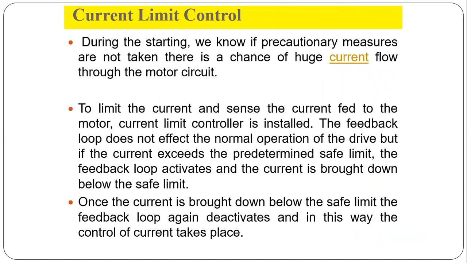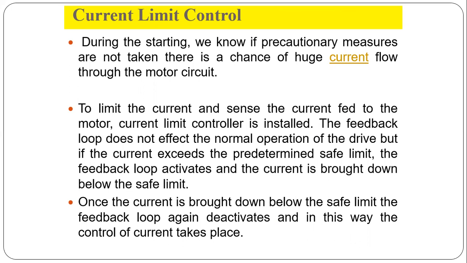Now the next one is current limit control. As we know, current limit control is also necessary for the electrical drive system. During starting, if precautionary measures are not taken, there is a chance of huge current flow through the motor circuit. To limit the current and sense the current path to the motor, a current limit controller is installed. The basic objective of current limit is to limit the current and sense the current fed to the motor.